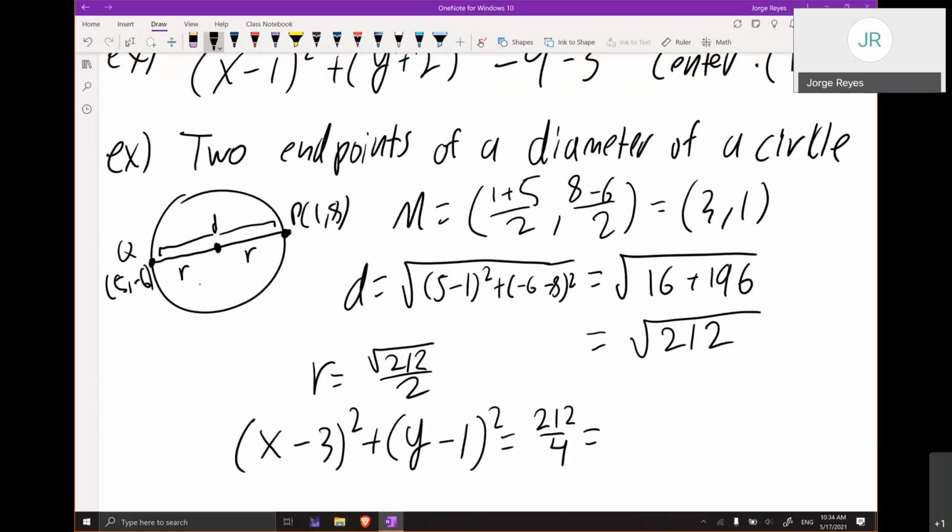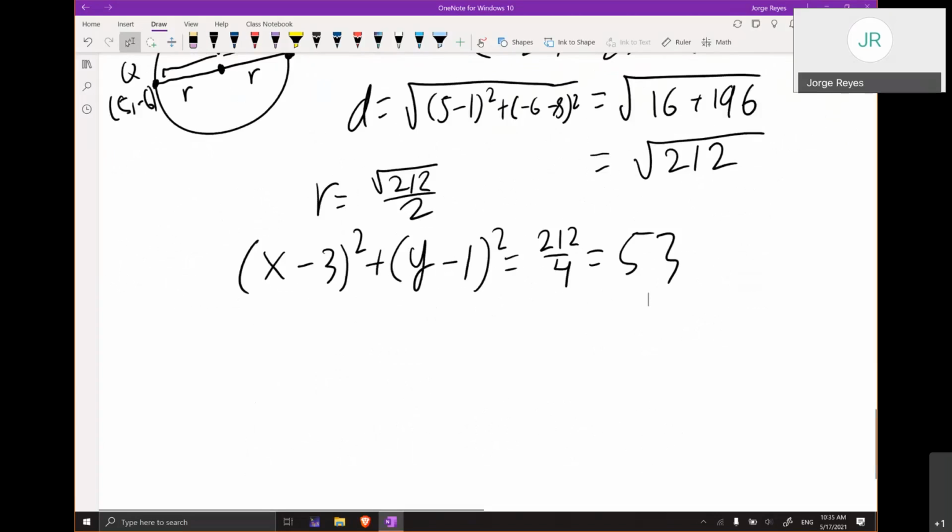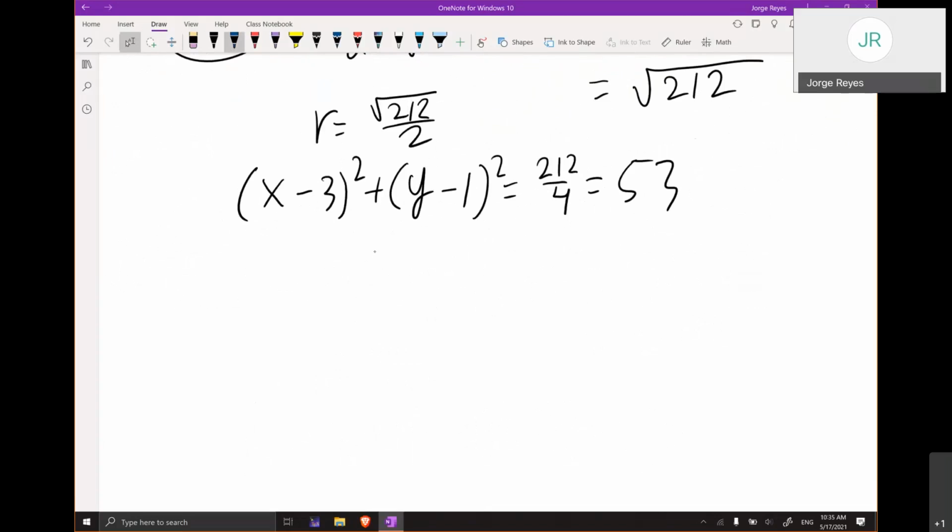212 divided by 4 is 53. Okay, so ta-da! This is kind of the word problem version of just what's a circle. They'll give you a radius and a center or a diameter or something like that, and you'll have to use probably a distance and midpoint formula. All right, more importantly though, this is a question I like to ask more.